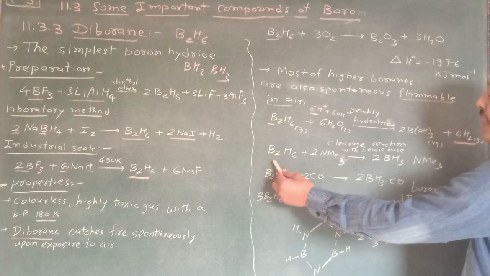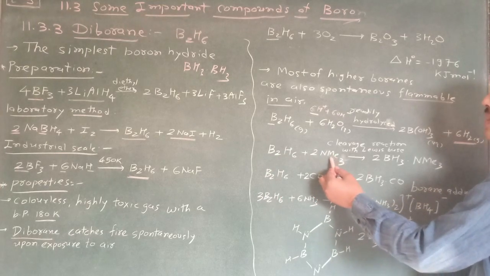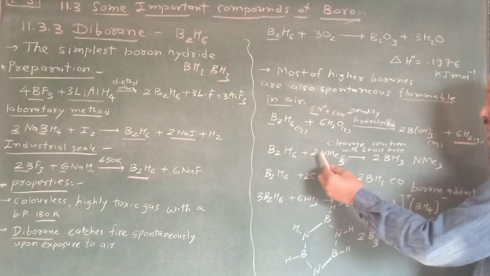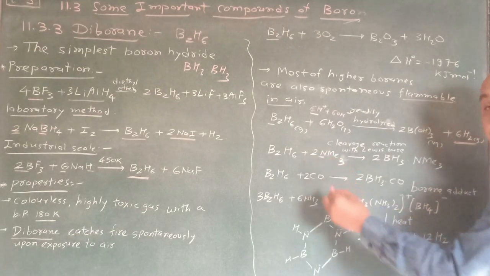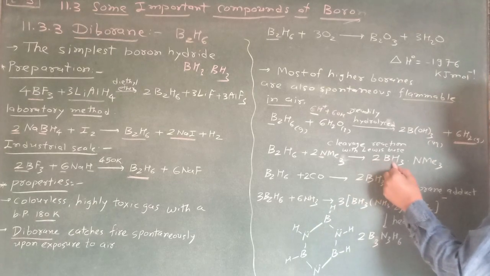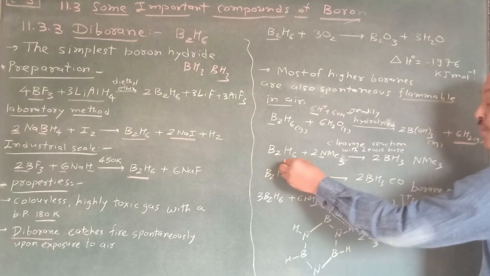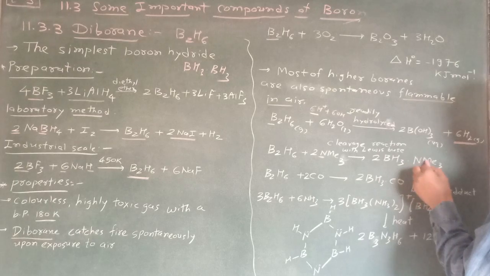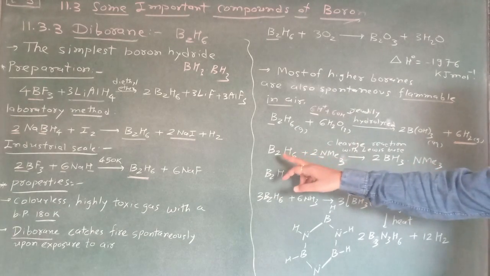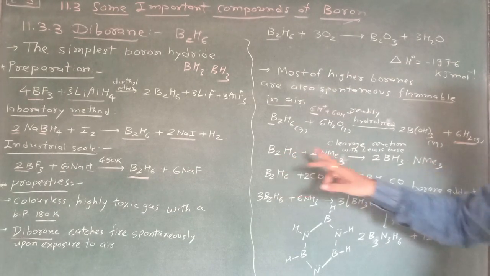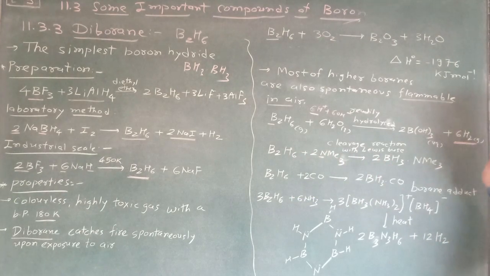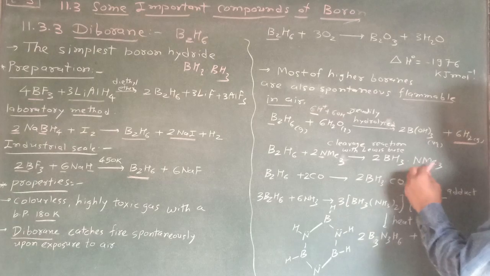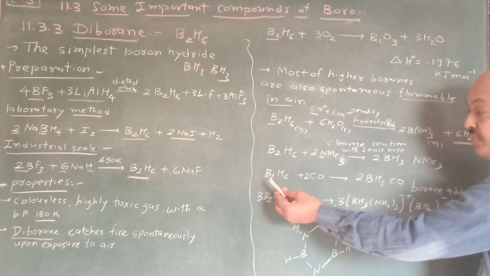Another, this B2H6 when it reacts with trimethylamine, this organic compound, 2 moles of trimethylamine. Due to this nitrogen having a lone pair of electrons, we get 2BH3, that means 2BH3 dot NMe3. Here this structure is, we can say, tetrahedral, and here a bridge-like structure, and here also we can say tetrahedral structure. So this type of formation takes place.